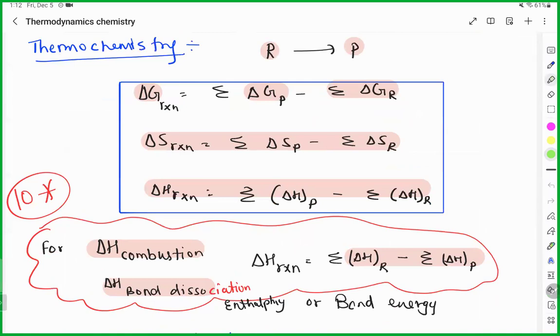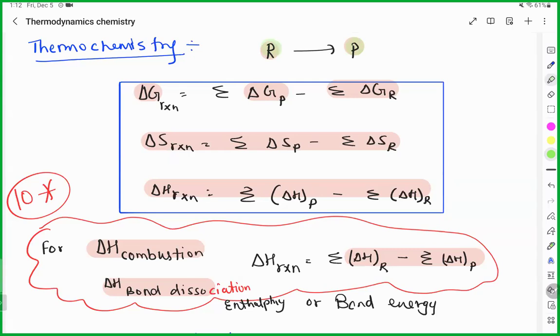Thermochemistry. So, chemistry of thermodynamics. This portion is not given in the physics part. We have thermodynamics in physics also, but you don't have this part. In any reaction of chemistry, there is a reactant. After some chemical changes, it converts into the product.